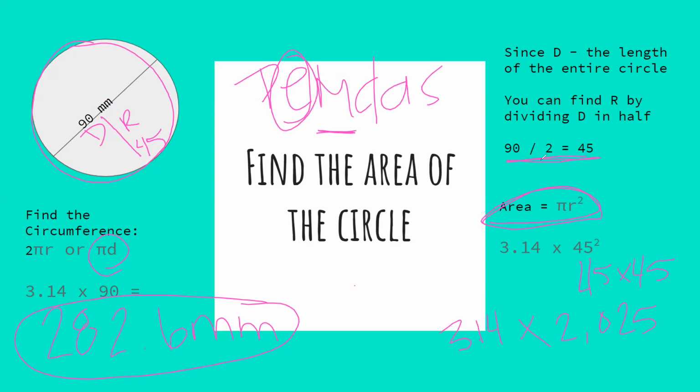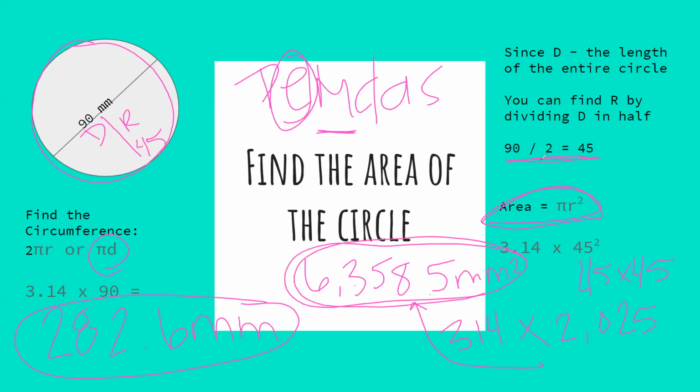Okay, so my area, and I'm going to write it right here, is 6,358.5, and it was in millimeters, and area is always squared. So that is my answer. Okay. On the next slide, we're going to practice some more with area and circumference. The biggest thing is just making sure you're picking the right formula. If it gives you radius, do 2 pi r. If it gives you diameter, do pi times diameter.